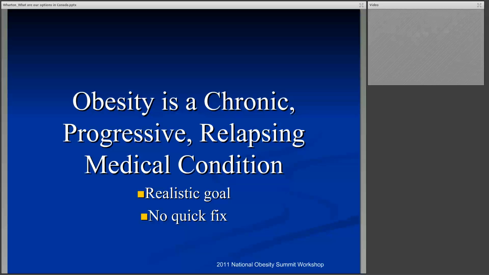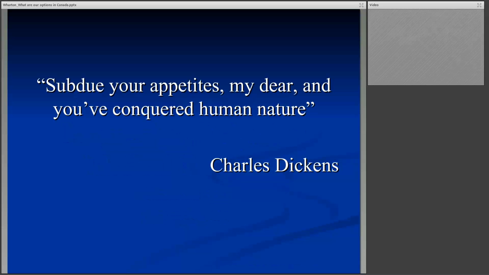The relapsing nature: we know that this condition, if somebody does decrease their weight, their chance of relapsing is very high. So these are the three important things: chronic, progressive, and relapsing medical condition. And Charles Dickens, many years ago, said, "Subdue your appetites, my dear, and you conquer human nature." Even at that time, Charles Dickens was aware that decreasing your appetite and keeping it down for a long period of time is very challenging.